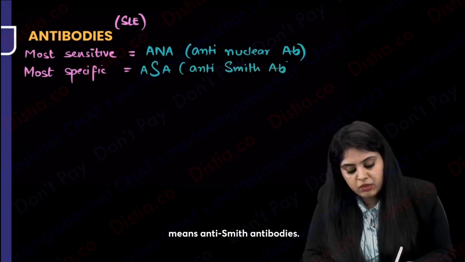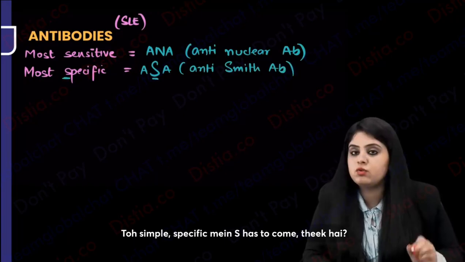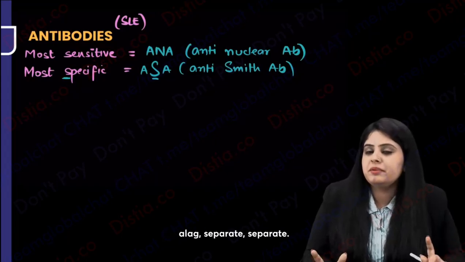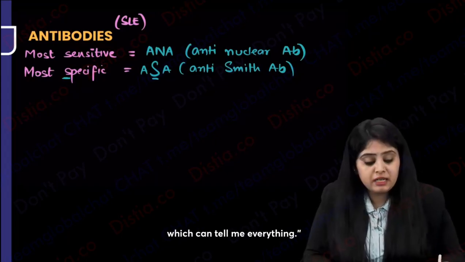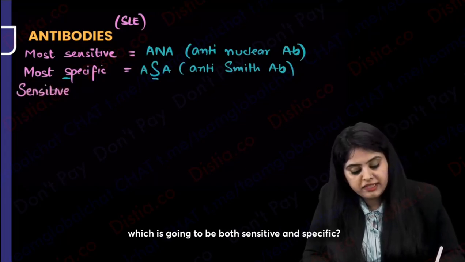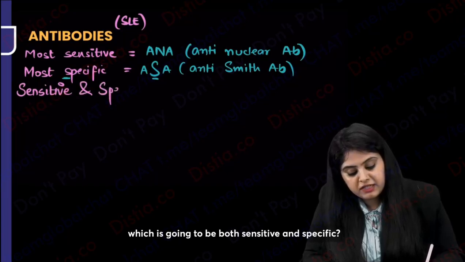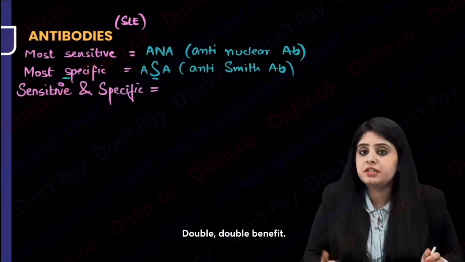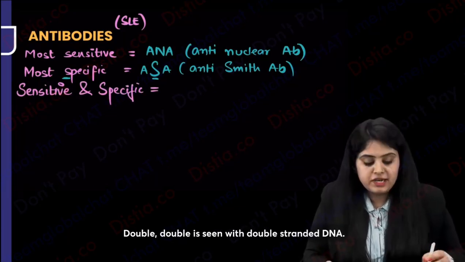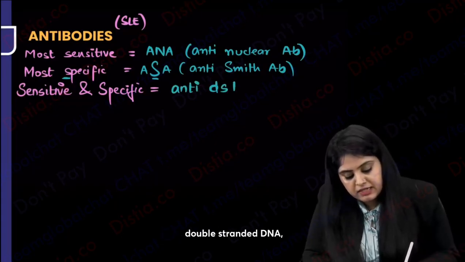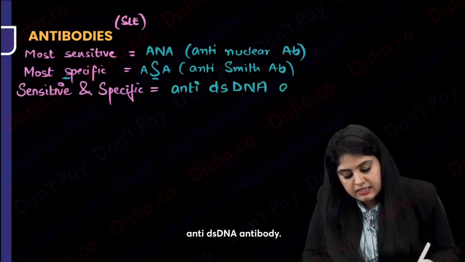anti-Smith antibodies. So simple, the S has to come in specific, okay? Now you say, no, I don't want separate ones. I want one antibody which can tell me everything. Which is the antibody that is going to be both sensitive and specific? It can give you a decent amount of sensitivity and specificity. Double benefit is seen with double-stranded DNA, anti-dsDNA antibody.